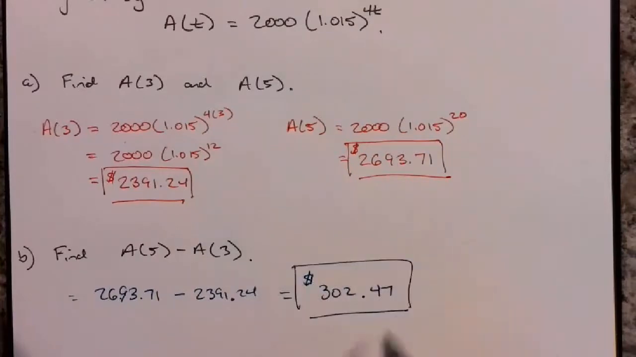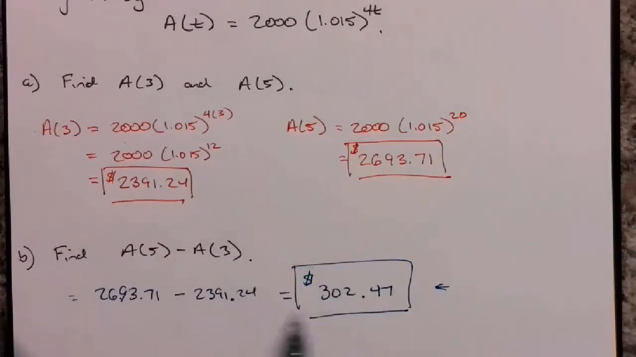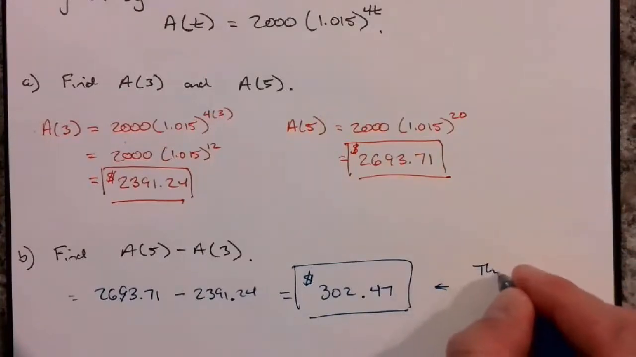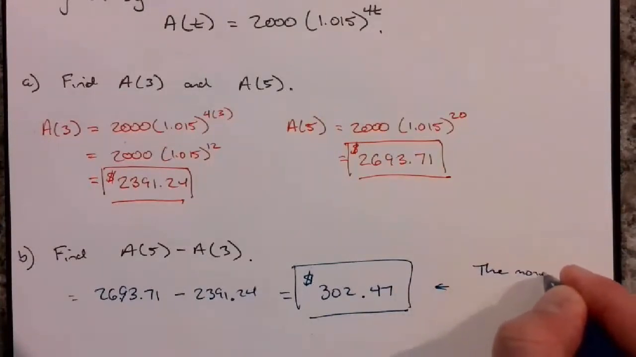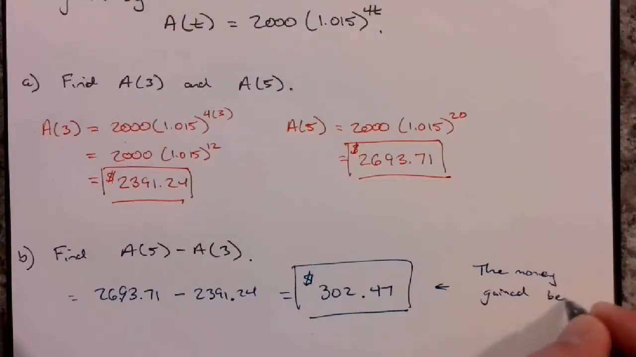So $302.47. What does that mean practically, though? Well, this is telling you the money from year 3 to year 5. So it's the money that you gained, right? How much did it go up by between year 3 and year 5? So this was the money gained between years 3 and 5. I think that's what that really shows.